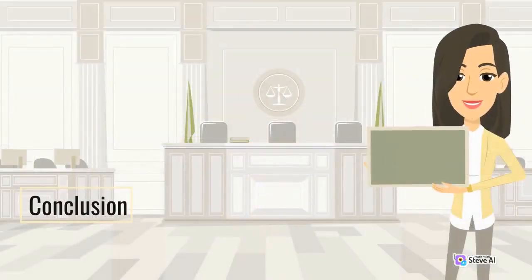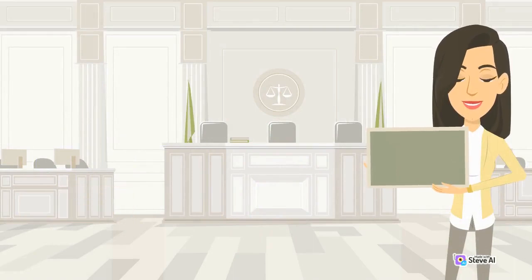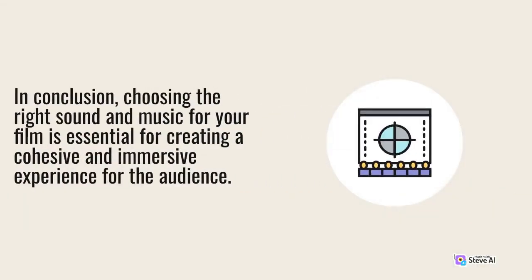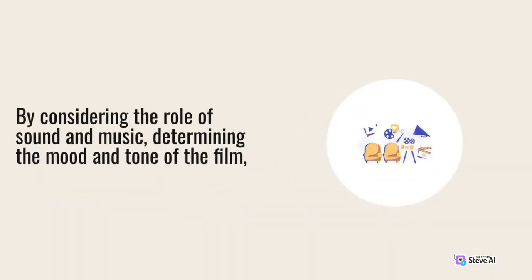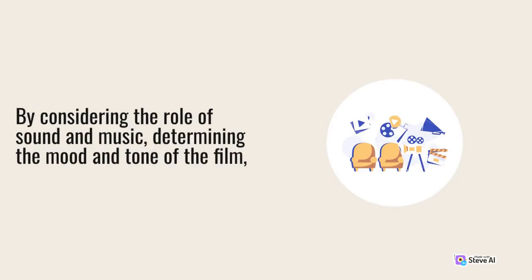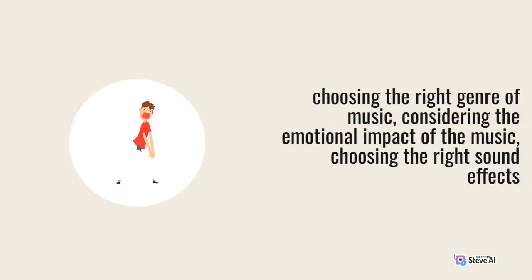Conclusion. In conclusion, choosing the right sound and music for your film is essential for creating a cohesive and immersive experience for the audience. By considering the role of sound and music, determining the mood and tone of the film, choosing the right genre of music, considering the emotional impact of the music, choosing the right sound effects.